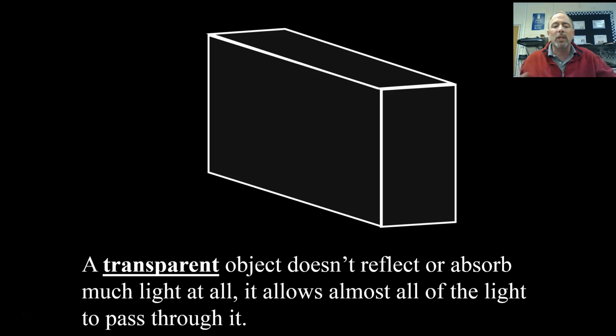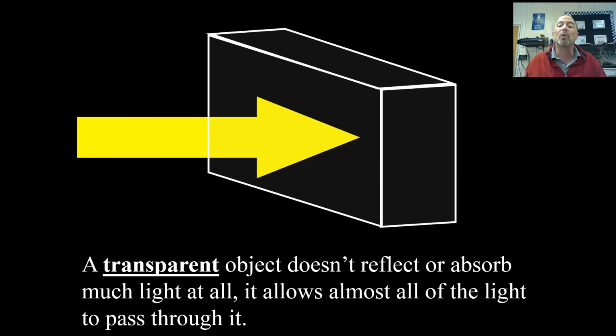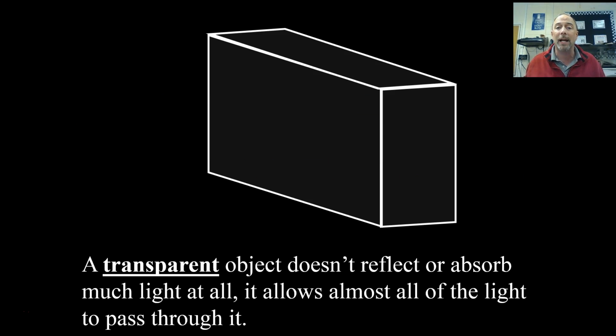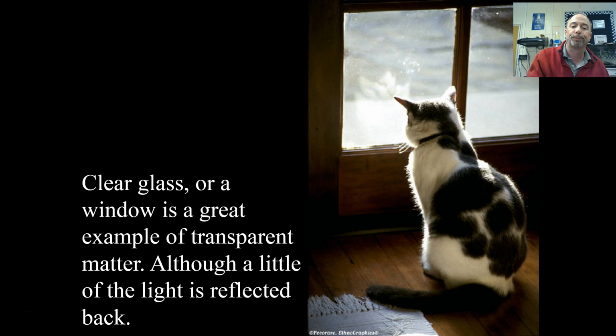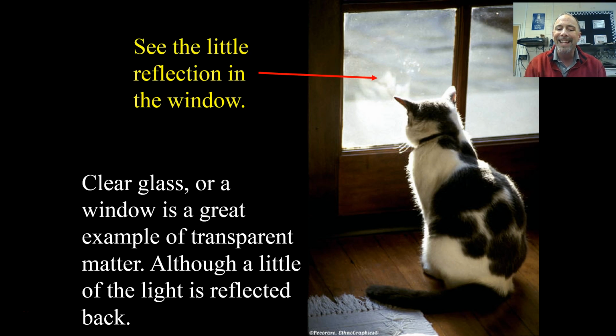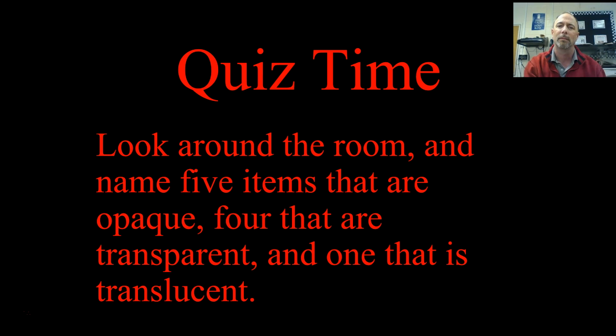Transparent objects don't reflect or absorb much light at all. In fact, almost all of the light passes through them entirely. The best example here, that's right, Dora, a window. Clear glass or a window is a great example of transparent matter, although a little of the light can be reflected back. And if you look right there, you can see cute little kitty's face as he's staring out, looking at the little birdie going, I want to play with the birdie. All right, maybe not. Don't let him play with the bird.